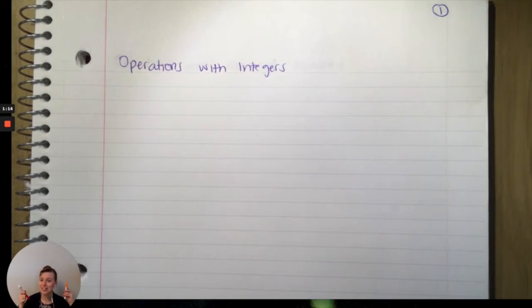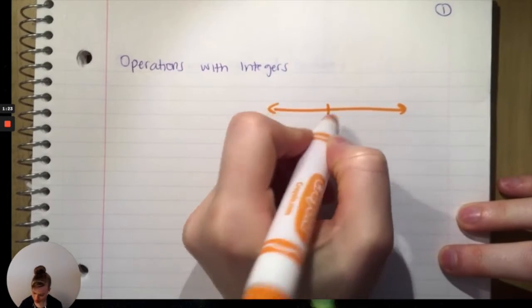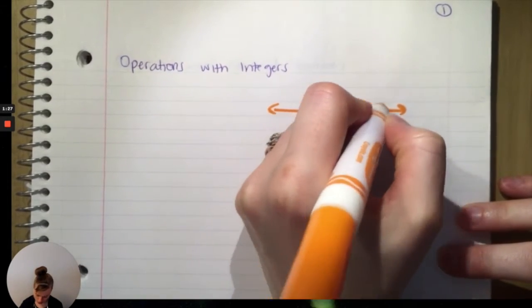I'm going to use markers the rest of the time, that way my handwriting is larger and you can see it quite clearly. So we're going to start with drawing a number line. And I'm actually going to go up to 3. 1, 2, 3.